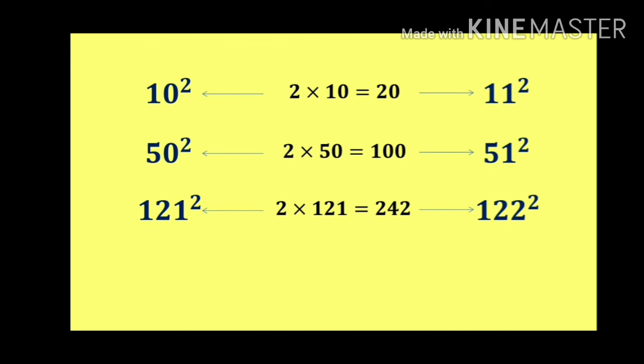Similarly, in between 121 square and 122 square. Now n is 121 here. So in between that, 2 into 121, that is 242. So in between 121 square and 122 square, we have 242 non-square numbers. In this way, these properties will be very helpful for doing the problems and identifying the perfect squares and non-perfect square numbers.